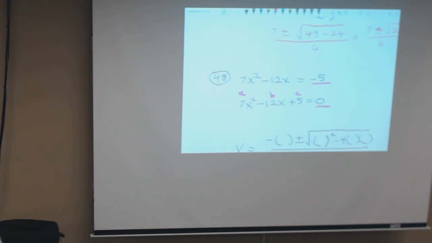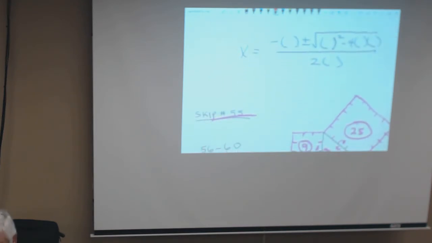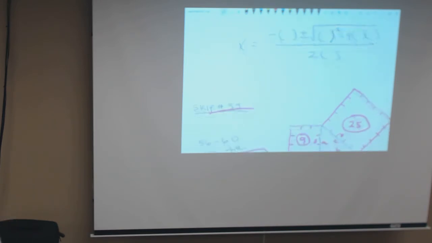And again, for number 48, you have to make it equal 0. So I go 7x squared minus 12x plus 5, add 5 to both sides to make it equal 0, and then A is 7, B is negative 12, and C is positive 5. And you fill in the spaces and do the work. Skip problem 55. That's not worth messing with.